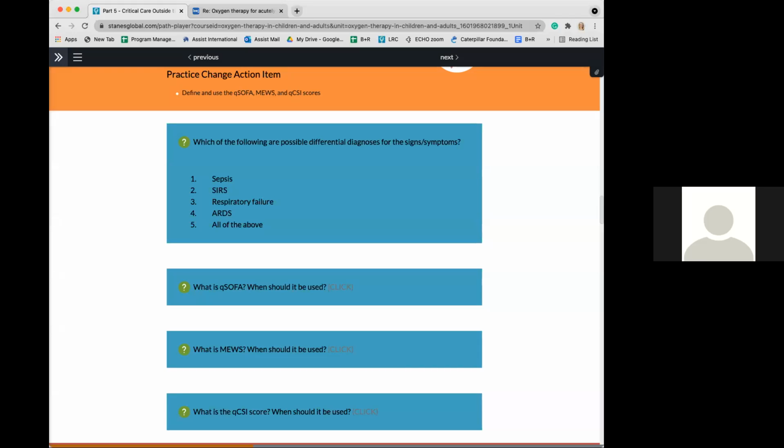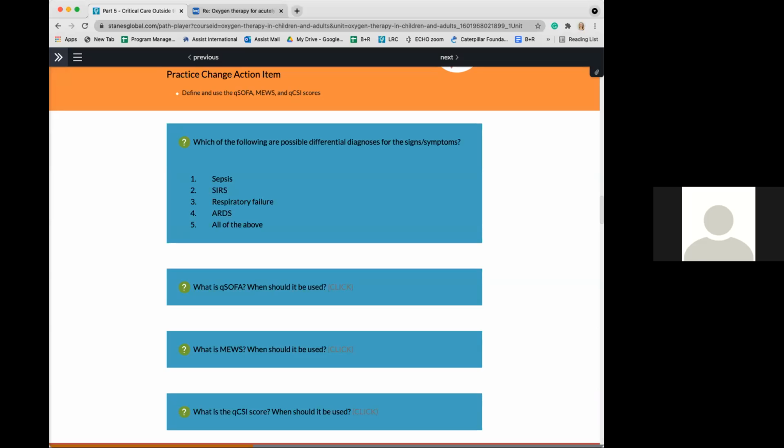And then we'll also talk about the QCSI, which is the quick COVID-19 severity index. There are so many different types of scoring systems, but in this particular session, we'll just briefly talk about three. So when we talk about the QSOFA, which is the quick sequential organ failure assessment.